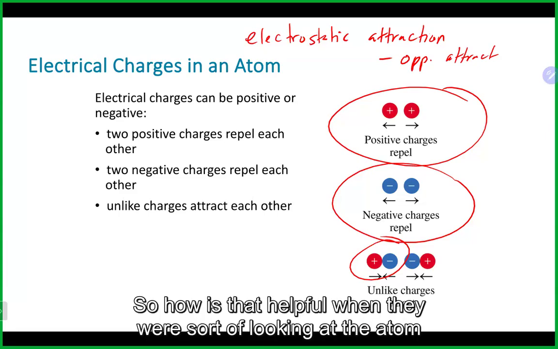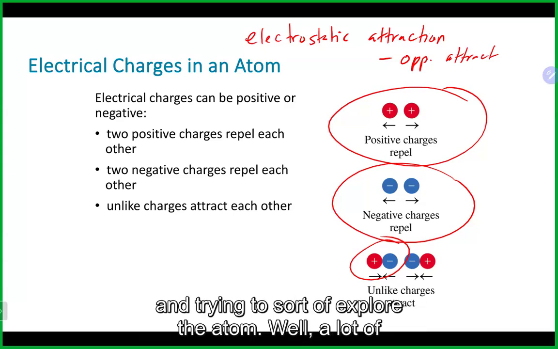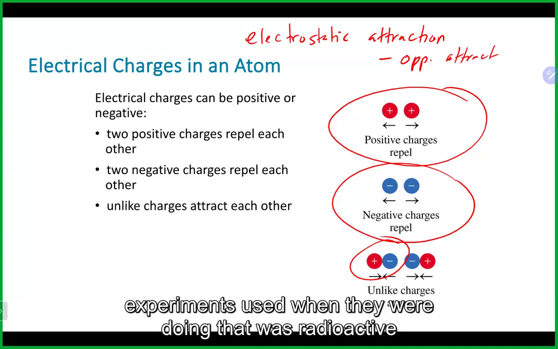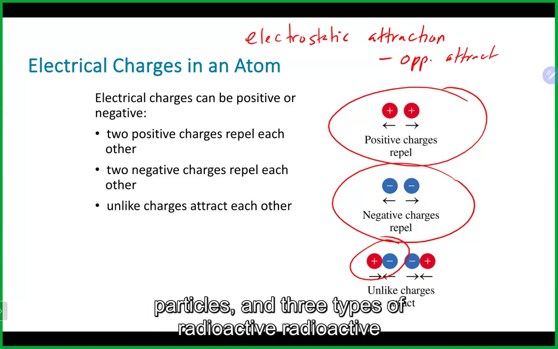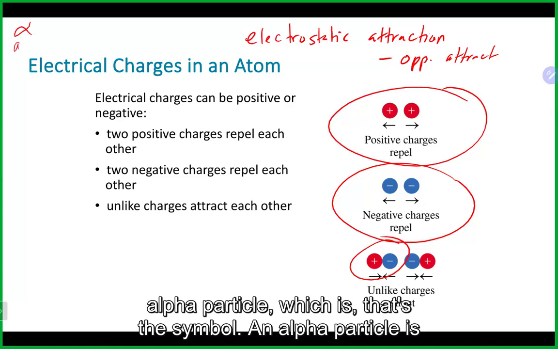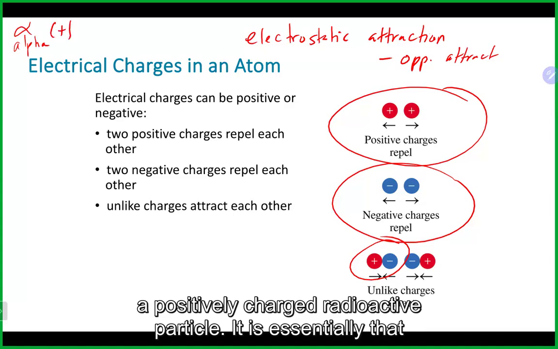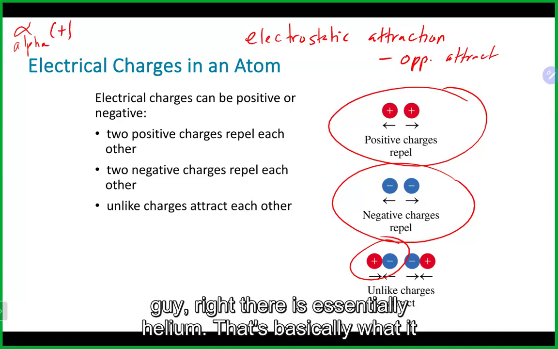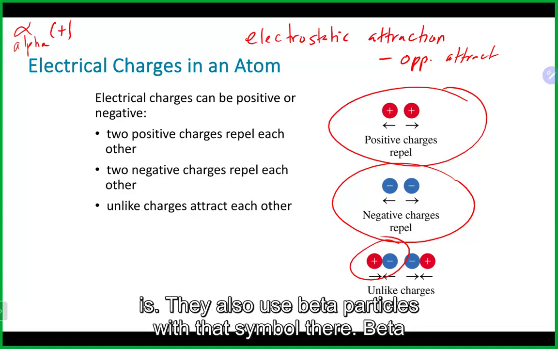So how is that helpful when they were looking at the atom and trying to explore the atom? Well, what a lot of experiments used when they were doing that was radioactive particles, and there are three types of radioactive particles that were used in a number of experiments. One is an alpha particle, that's the symbol. An alpha particle is a positively charged radioactive particle. It is essentially helium, is basically what it is.